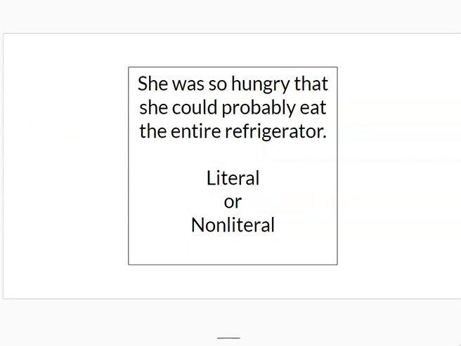She was so hungry that she could probably eat the entire refrigerator. Is that literal or non-literal? Pause the video. She was so hungry that she could probably eat the entire refrigerator is non-literal. We're definitely describing that she's really hungry and she needs a lot of food, but she probably can't eat everything in the fridge before she gets full. Let's look at another example.